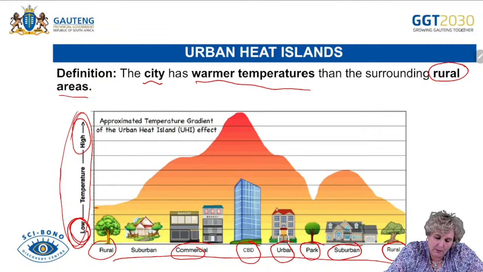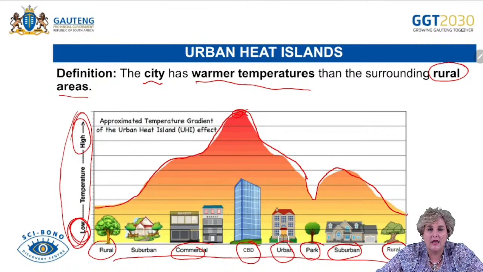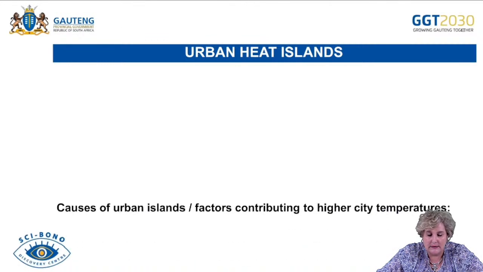So as I move from the rural areas closer to the CBD, my temperatures increase. You can see how high this temperature is here. Then as I go out, it drops here at the park, it's a little bit lower, but then over the suburb, it decreases again. So here you can see this area over the urban area is now the warmer area. That's where my temperatures are higher. So it looks like an island in the urban areas due to heat.